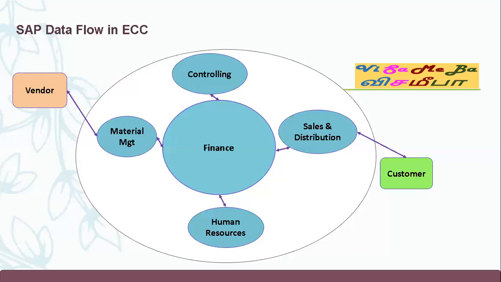Now, again, controlling is another module where they plan, budget, and look at the cost centers, profit centers, and the overhead management, and all those things are done in controlling. Human resources takes care of the HR, staff-related activities like paying their salaries and contractors, their retirement, pension benefits. All these things are tracked in human resources. So this is just an introduction to how the data flow happens in SAP ECC.